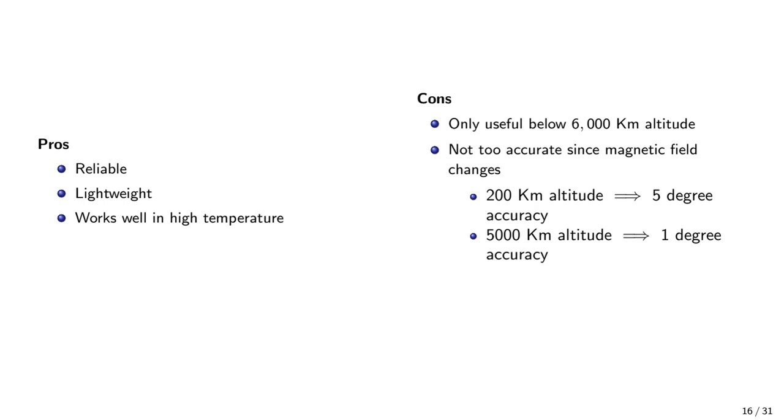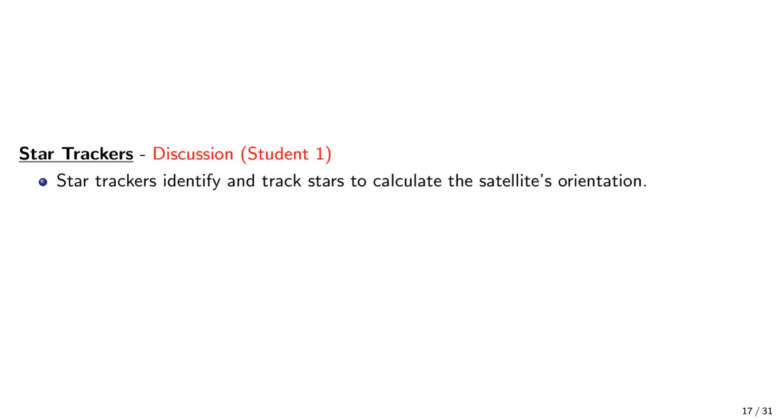Because at 200 kilometer altitude, you will have your 5-degree accuracy. When you go to 5,000 kilometer altitude, you have your 1-degree accuracy. Now compare these to the sun sensor, which gives you 0.01 accuracy. You see how huge a difference you're having here. And then when you go above 6,000 kilometers, you don't have good accuracies anymore, or you really lose it. It may not work. So these are other sensors which I want you guys to read up on your own.